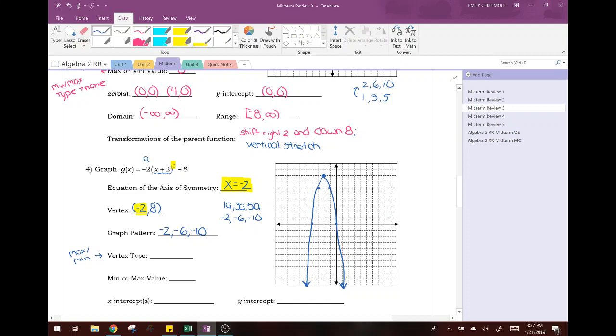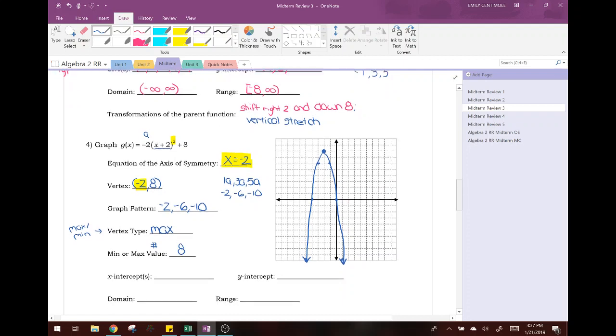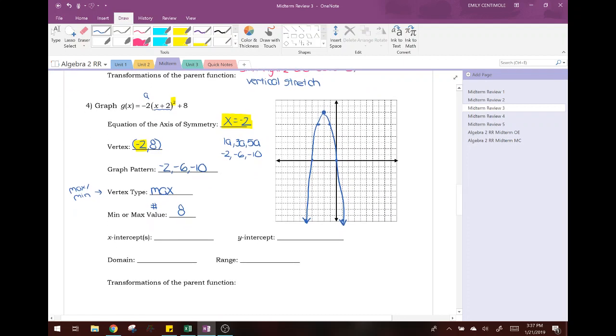The vertex type here is going to be a maximum. My min or max value, which is a number, is going to be 8. It's the y coordinate of the vertex. Remember, we talked about those connections, okay? A lot of different connections we see in the quadratic, a lot of pieces repeating.